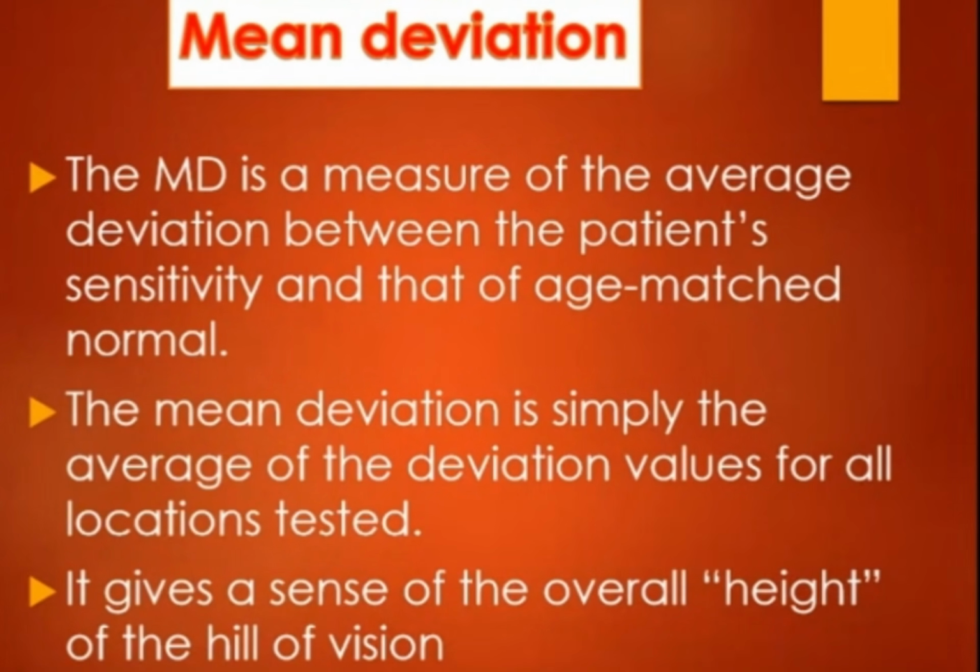For the mean deviation, like we mentioned earlier, the mean deviation is a measure of the average deviation between the patient's sensitivity and that of the age-matched normal. The mean deviation is simply the average of the deviation values for all locations tested. So it gives us a sense of the overall height of the hill of vision.